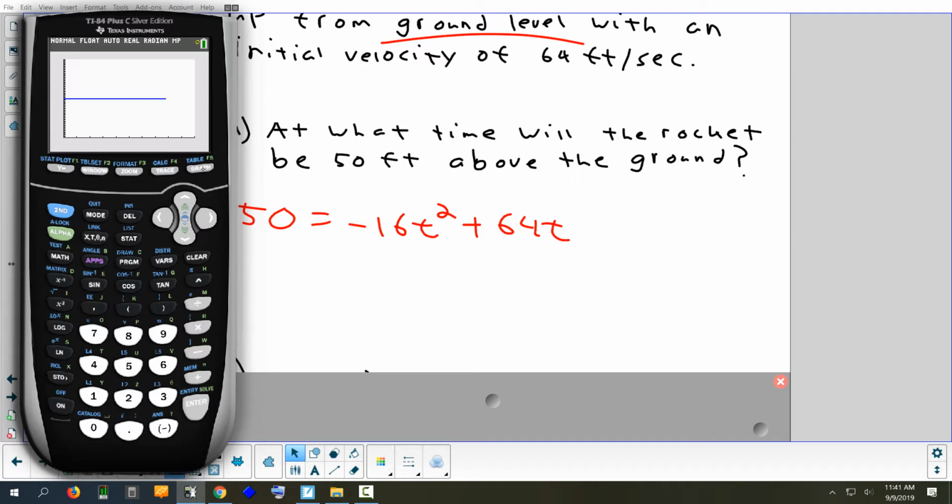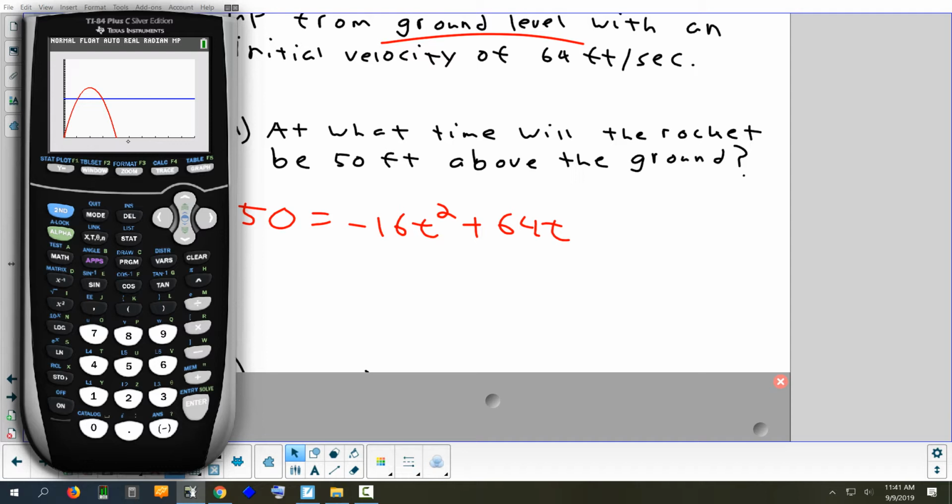So there's a line at 50. That represents 50 feet. There's your rocket. So I set my x max way higher than I needed. Not way higher, but I probably could have set it to 5. So it says, when will the rocket be 50 feet above the ground? Everybody said it happens twice. Well, where does it happen in this picture?